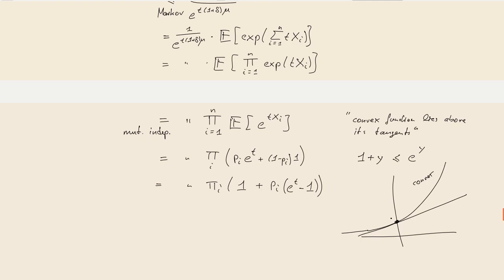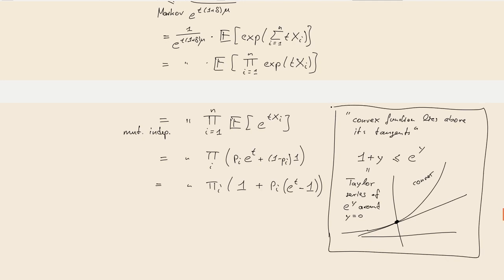Well, and what is this? This is exactly the tangent at 0, because the value of the function at 0 is 1 and the slope is y. And also, and this is maybe an observation that you like most, this is actually the truncated Taylor series of this function e to the y around y equals 0. So this is nothing but the first order approximation of this function locally around the point y equals 0. That's enough of a digression for this cute and helpful inequality.